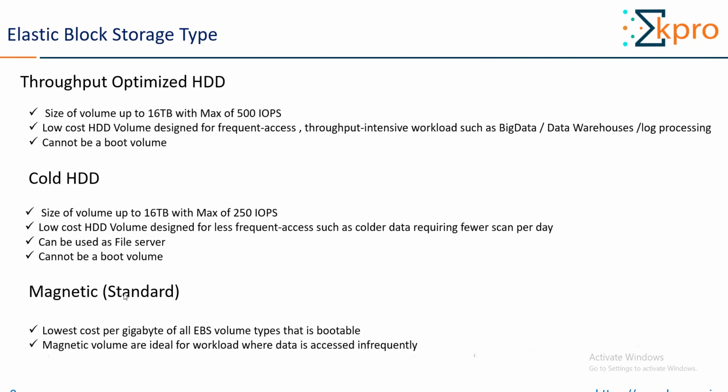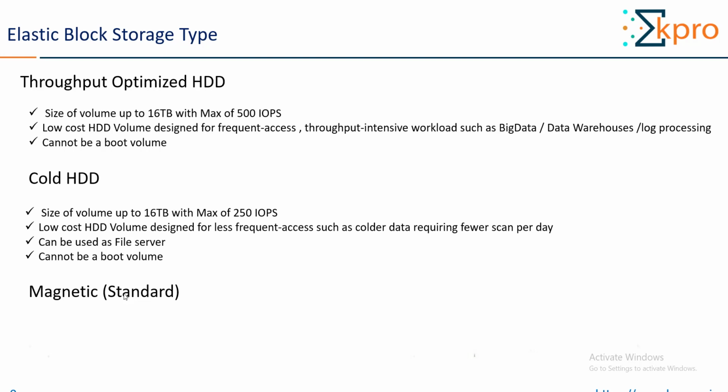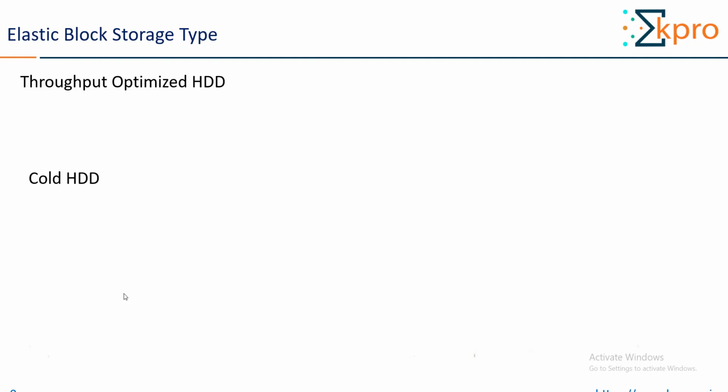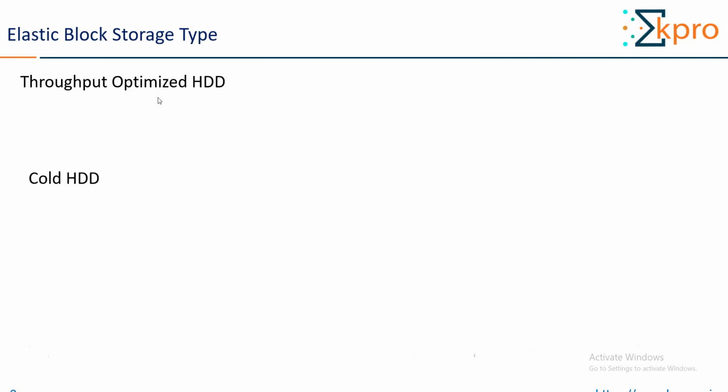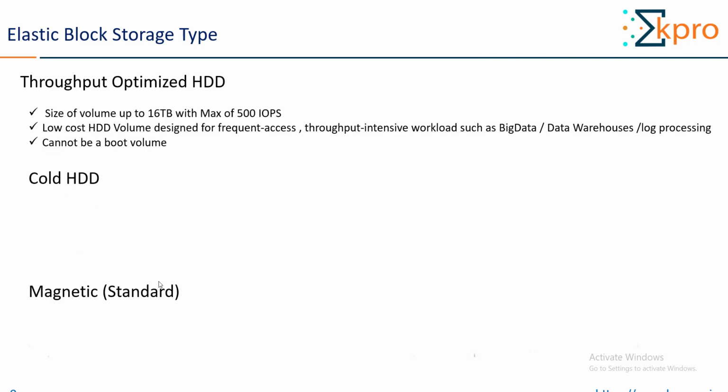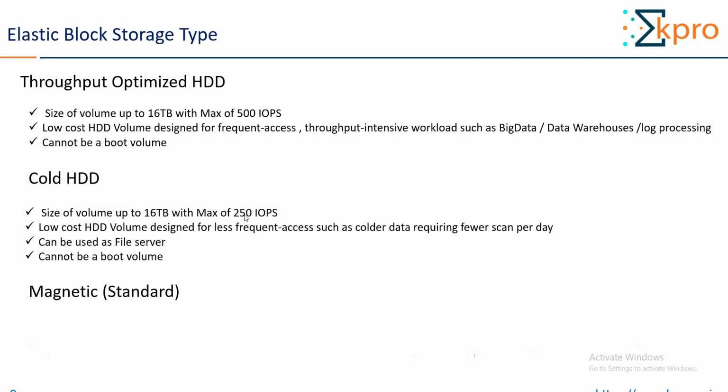So this is, let me go back also. Okay, so this elastic block storage type: general purpose SSD, provisioned IOPS SSD, then we have throughput optimized HDD, cold HDD and magnetic, the standard one. The main difference with throughput optimized is it cannot be used as a root volume workload. This is for big data, data warehousing and log processing, as well as for the cold HDD.